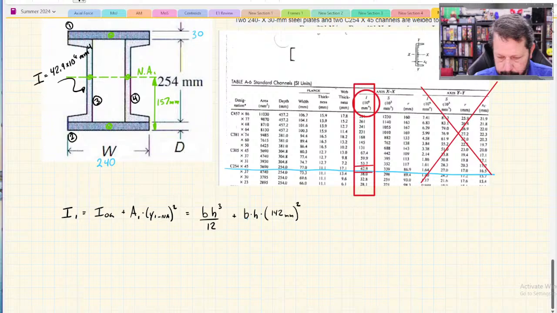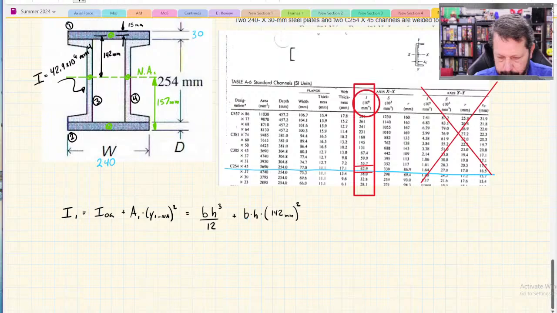So 157 is the distance from the neutral axis to the very top of the beam, and from the centroid of part 1 to the top of the beam, that distance is 15 millimeters. So 157 minus 15 is 142. And 142 is the distance here, and that's the distance that goes in this parallel axis theorem.